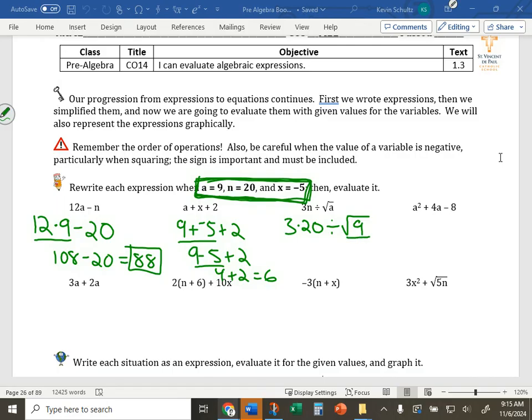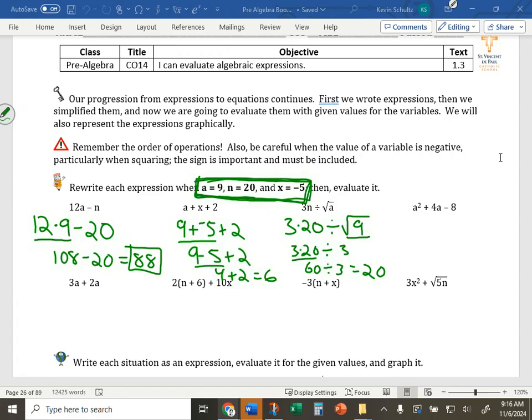Right? So this now becomes 3 times 20 divided by 3, because the root of 9 equals 3. Next we do the multiplication. So we get 60 divided by 3 and that equals 20. Okay? So this is what you are doing. You are plugging these given numbers into the expression and then evaluating the expression using order of operations. Work does need to be shown here. So you cannot just use a calculator to get to the answer.